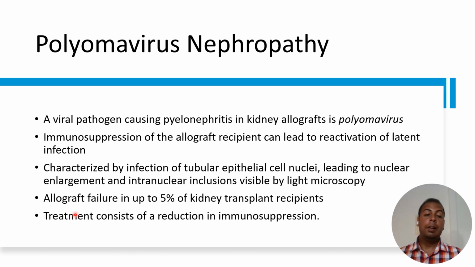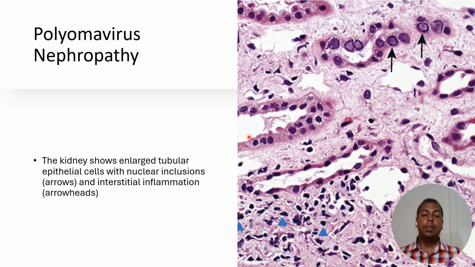And this results in allograft failure in about 5% of kidney transplant recipients. And the treatment would consist of a reduction in immunosuppression of the recipient. And of course, we would have to weigh the risk versus the benefits of withdrawing immunosuppression and weigh it against graft rejection and so on. All right, so these are the microscopic pathological findings you would find in this condition.